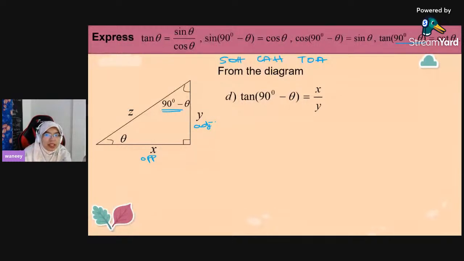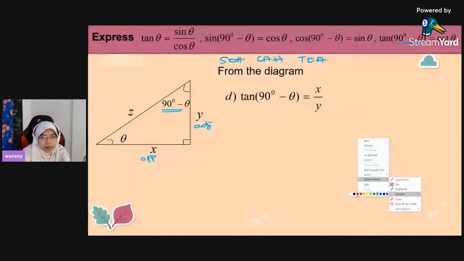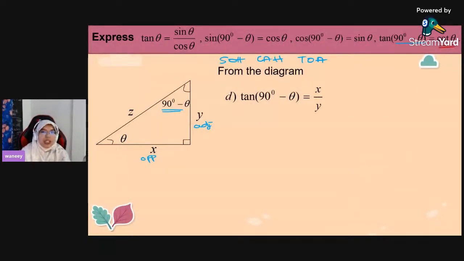Okay, so now let us try to simplify the right hand side, the cotangent. What is cotangent? Cotangent is 1 over tangent, and tangent is opposite over adjacent. So this is our theta. The opposite of theta is y, the adjacent is x. Therefore, this tangent over here is equal to y over x.